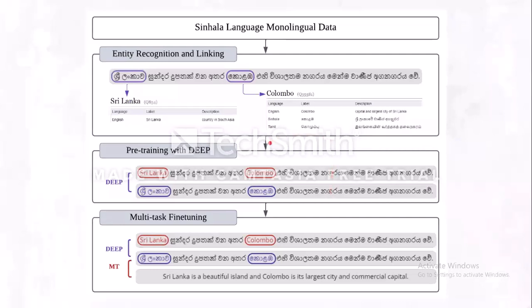The baseline approach basically consists of two main parts: the pre-training stage and multitask fine-tuning. Prior to the pre-training stage, in the entity recognition and linking phase, they recognize named entities in a monolingual corpus and link them to a knowledge base like Wikidata using the Sling Entity Linker. Then they extract named entity translations from the knowledge base to construct a noisy sentence from the original sentence.